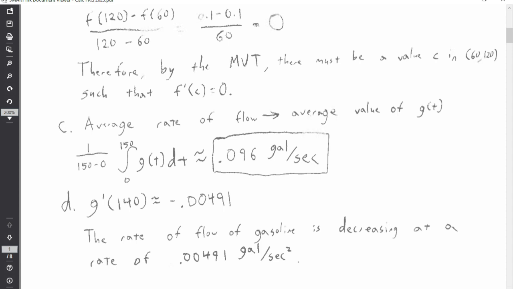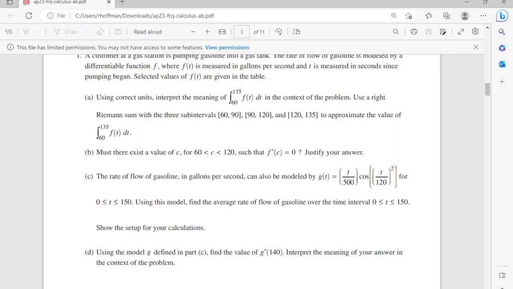Make sure you either say that it's changing at a rate of negative, or you say it's decreasing at a rate of positive. If you say it's decreasing at a negative rate, then that actually means it's going up. So be careful with that when you phrase it like that. On to number 2.